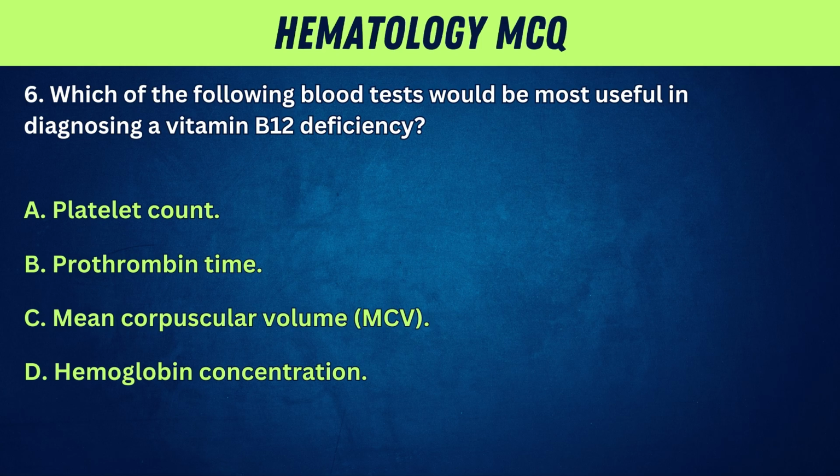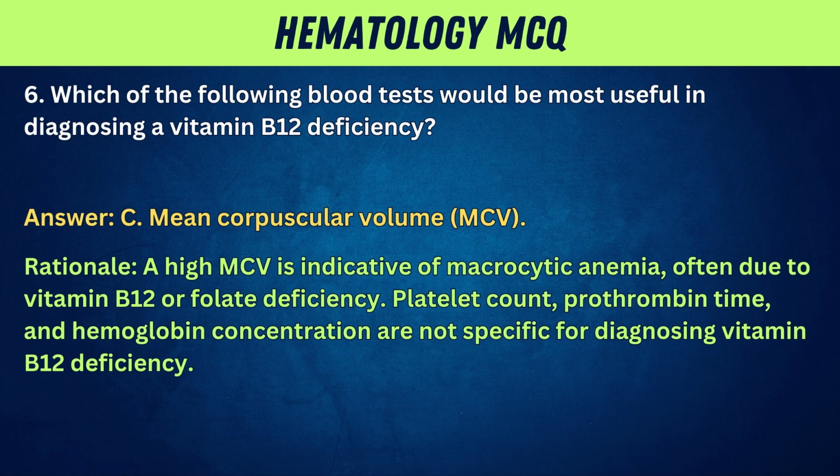6. Which of the following blood tests would be most useful in diagnosing a vitamin B12 deficiency? A. Platelet count. B. Prothrombin time. C. Mean corpuscular volume, MCV. D. Hemoglobin concentration. Answer: C. Mean corpuscular volume, MCV. Rationale: a high MCV is indicative of macrocytic anemia, often due to vitamin B12 or folate deficiency. Platelet count, prothrombin time, and hemoglobin concentration are not specific for diagnosing vitamin B12 deficiency.